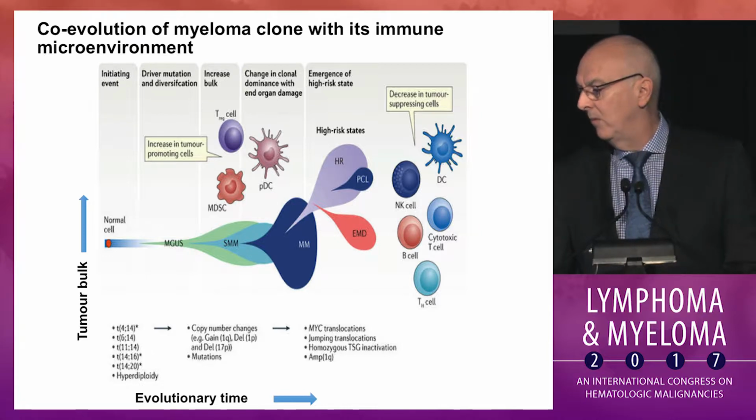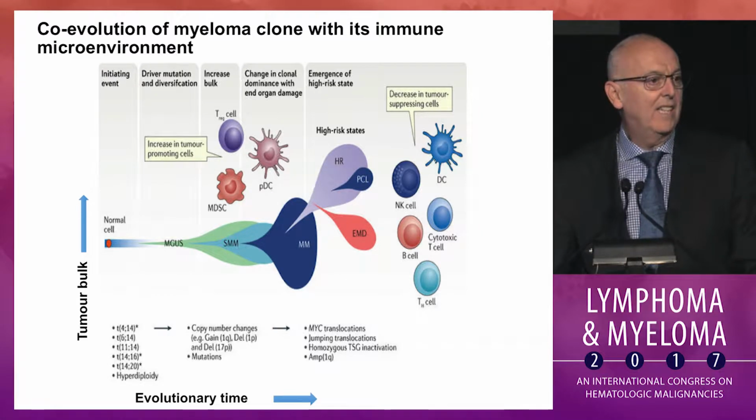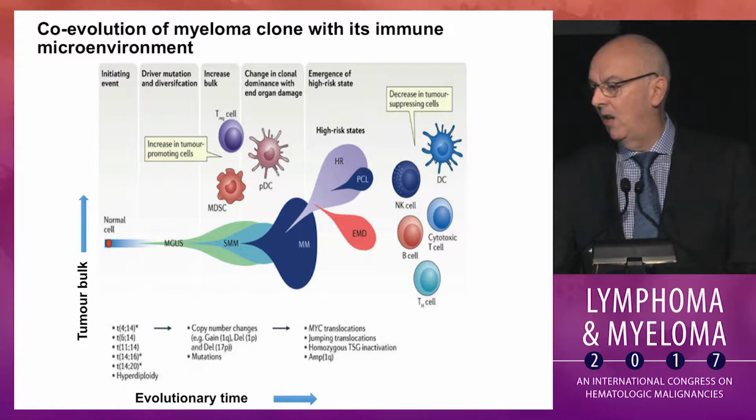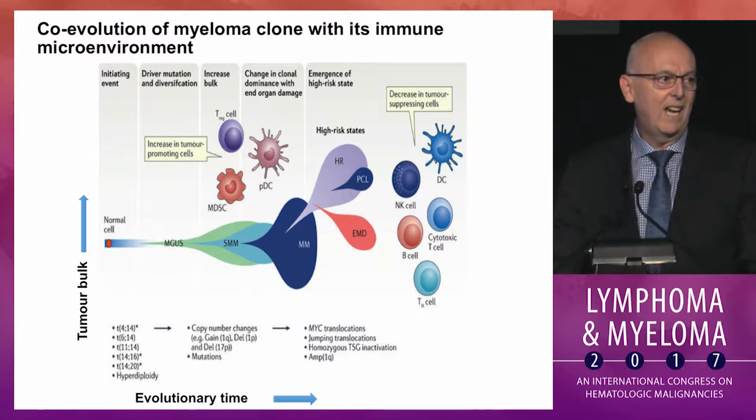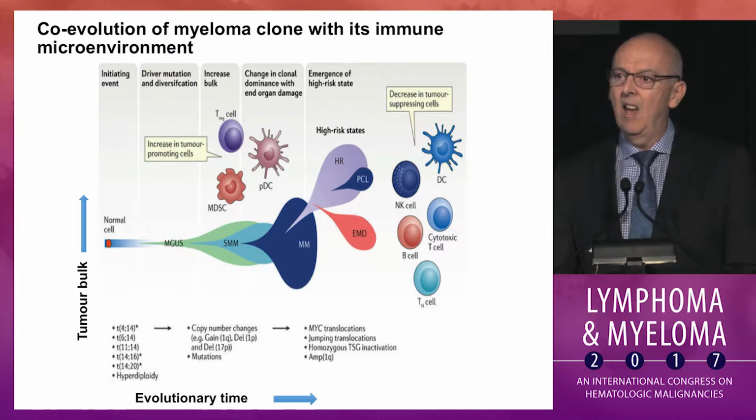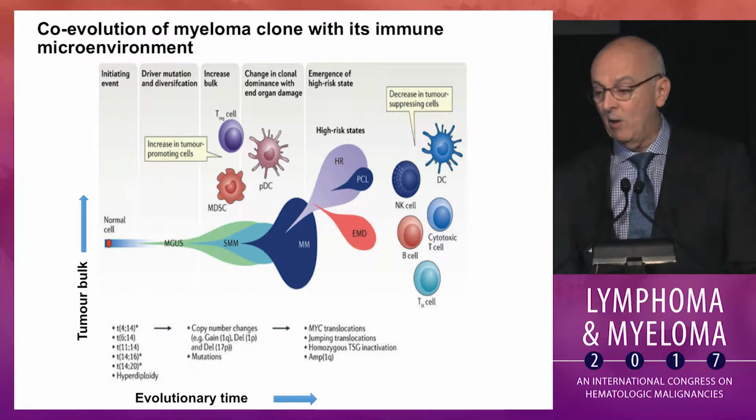And on the bottom, you can see some of the genetic features that define myeloma and what pushes the cells through this process. But entirely relevant to the introduction we've just heard, you have to consider the co-evolution of the clone in the context of its microenvironment and what it does to tumor-promoting and tumor-suppressing cells in the microenvironment.